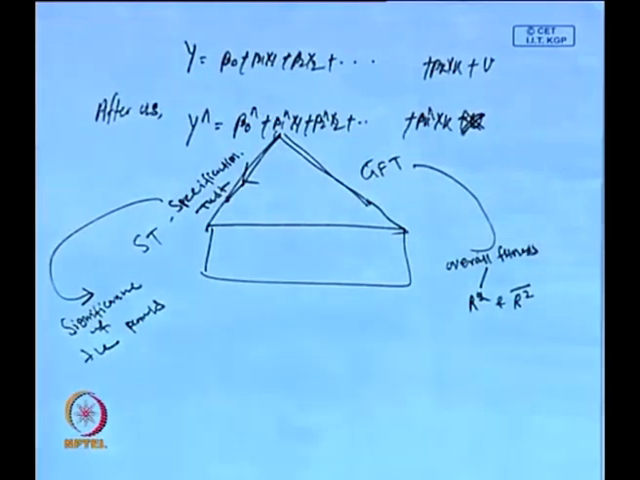R square is the coefficient of determination, and accordingly we have to see whether the R square is statistically significant or not. In the specification test we usually use the t statistic to check the significance of the parameters, and on the other side, for GFT, we use the f statistic to check the overall fitness of the model. So, R square should be statistically significant on the right side for the goodness of fit test, and on the other side we apply t statistics to know the significance of each parameter individually. That means we would like to know that beta 1, beta 2, beta 3 and so on, each individual coefficient, should be statistically significant, and for that we use t statistics. And for the overall fitness of the model we use the R square statistics.